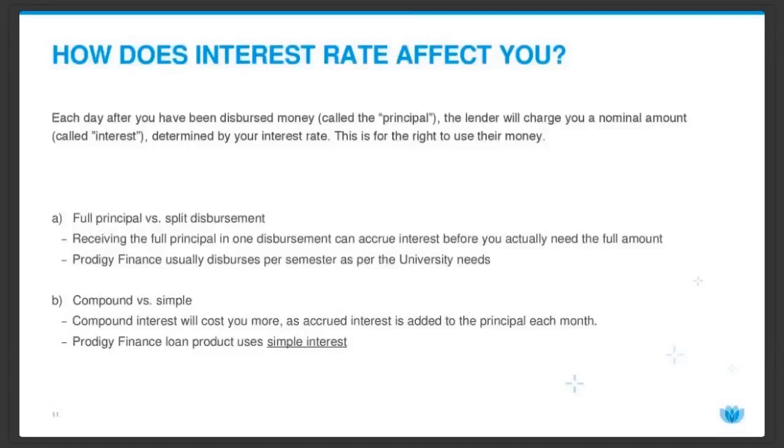Now, if I have to speak in very simple terms, compound interest means interest upon interest, right? An interest that has already accrued in the previous month is now, for the current month, included in the principal amount, and a new interest is again added. So it builds up your interest component and it will cost you more. In the case of Prodigy Finance, our loan product uses simple interest throughout the loan cycle.